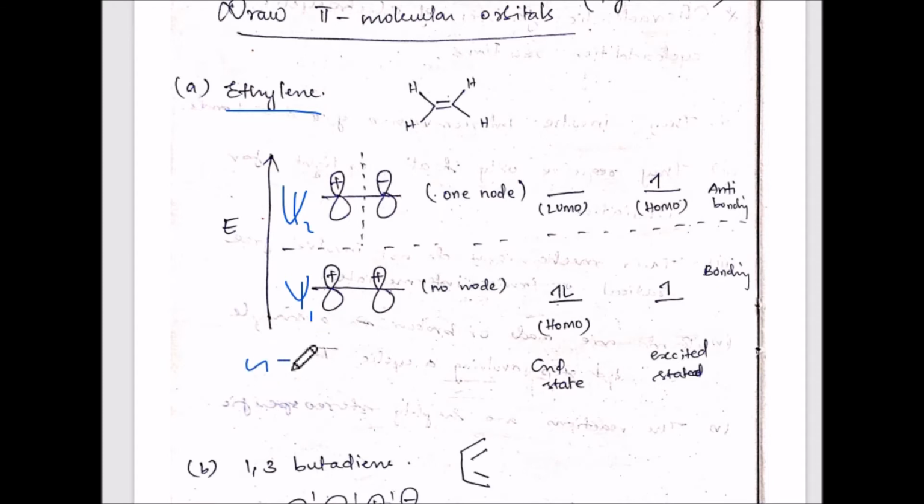For psi 1, I consider this as n equals 1. To know the number of nodes you just do n minus 1. 1 minus 1 is 0, so no node. I defined a node as the point around which the orbitals are different, but here the orbitals are the same: here it is plus and here it is plus, so you will not get a node. But for psi 2, 2 minus 1 gives one node, the point around which the orbitals are different. Here it is plus and here it is minus, so you have one node, with different symmetry.